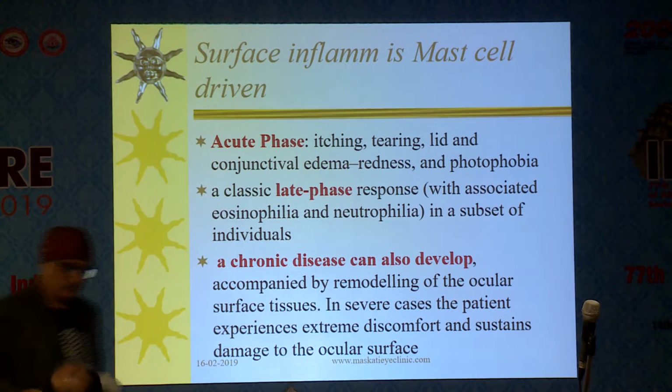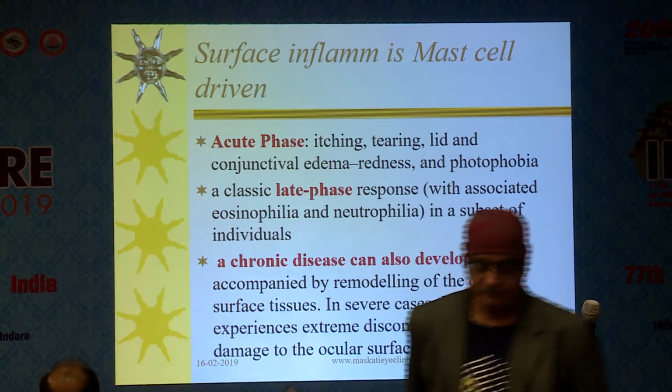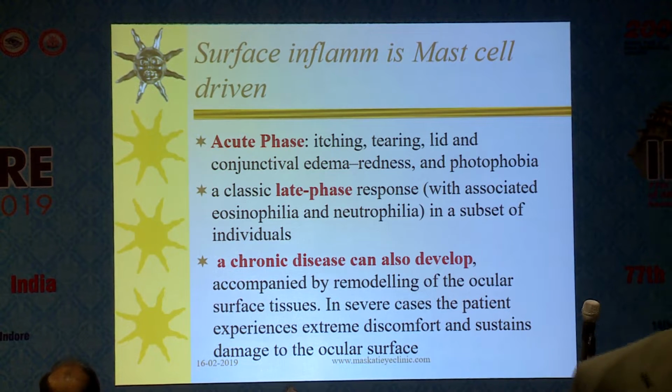So the surface inflammation is mast cell driven. In the acute phase, there is itching, tearing, lid and conjunctival edema, and a classic late phase response is there in a subset of individuals. And some can also develop a chronic disease and the whole surface gets remodeled.